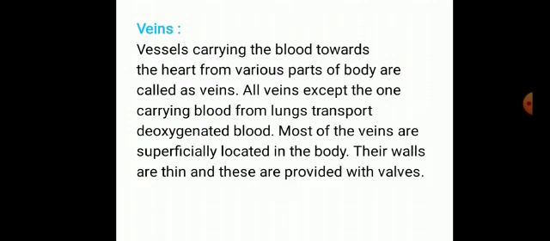What is the function of veins? They are transporting blood from the body to the heart. They are superficially located in the body, their walls are thin and they are provided with valves. They are transporting deoxygenated blood. Exception is pulmonary vein. Pulmonary vein carries only oxygenated blood, otherwise veins carry deoxygenated blood from the body to the heart.